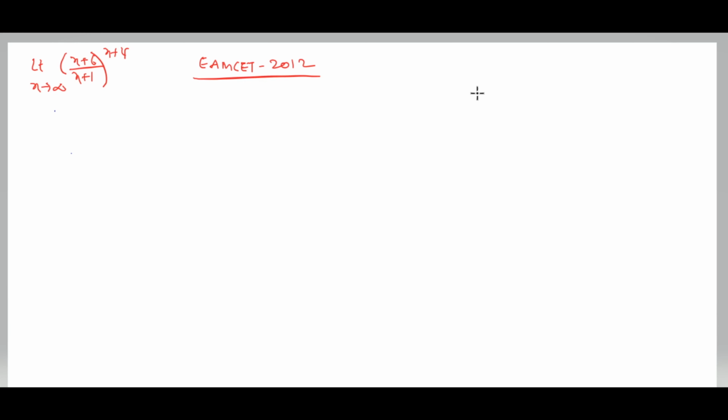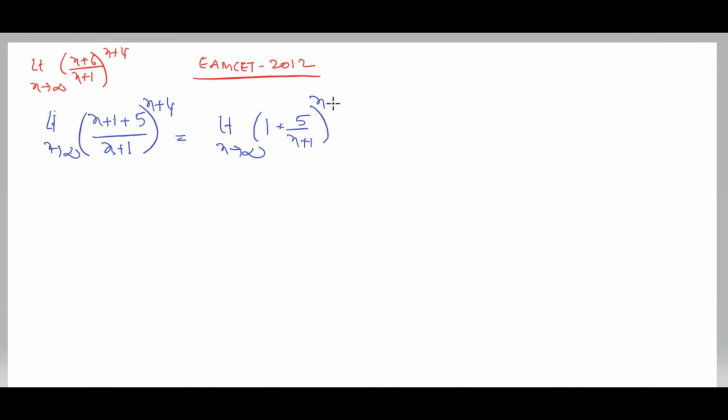Friends, this problem is from EAMCET 2012. Here is given limit x tends to infinity, (x plus 6 by x plus 1) whole to the power of x plus 4. So this is equal to limit x tends to infinity. Here x plus 6 is written as x plus 1 plus 5, by x plus 1, whole to the power of x plus 4. That is equal to limit x tends to infinity, x plus 1 by x plus 1, that value is 1, plus 5 by x plus 1, whole to the power of x plus 4.